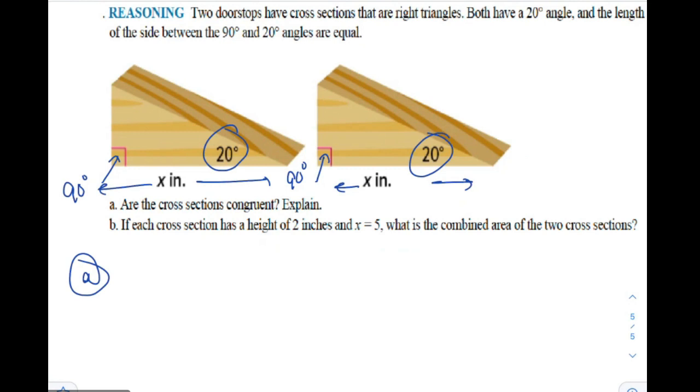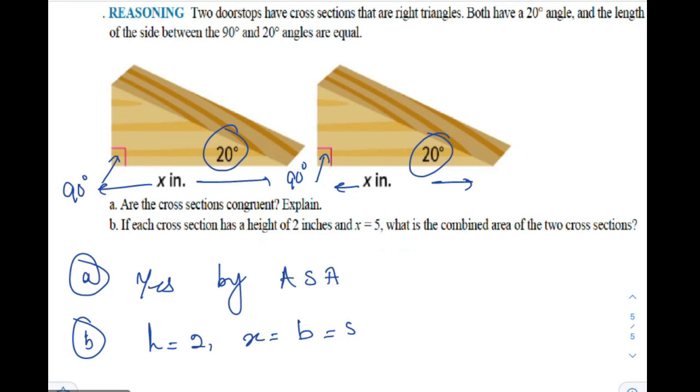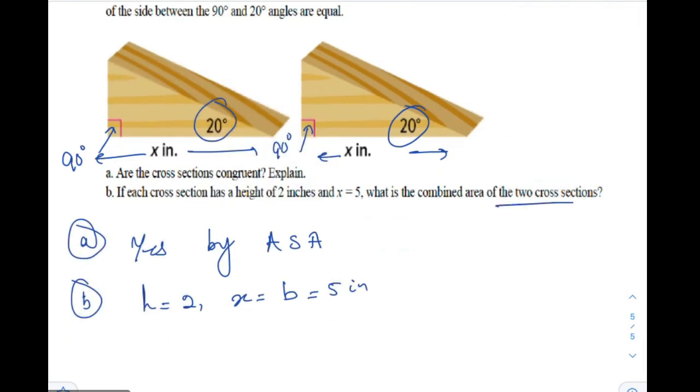So we can answer the first question. Are the cross sections congruent? Yes, by angle, side, angle. B: if each cross section has a height of 2 inches, so h is 2, and x equals 5, x is the same as our base, which is 5 inches. What is the combined area of the two cross sections?